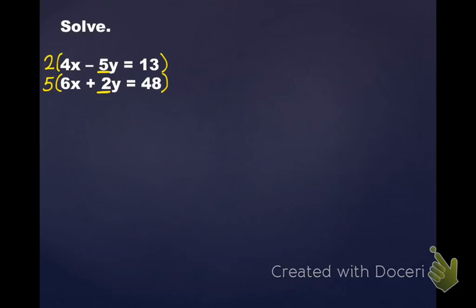When I multiply these out, notice that we're going to multiply every single piece. 2 times 4x is 8x, and 2 times negative 5y is negative 10y, and 2 times 13 is 26. You have to basically distribute that 2 to every term on both sides. And now I'm going to multiply the second one, and we'll see what happens here. 5 times 6 gives me 30x, and 5 times 2 gives me positive 10 for my y's. 5 times 48 is going to be 240.